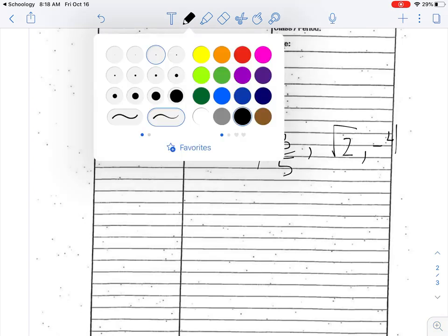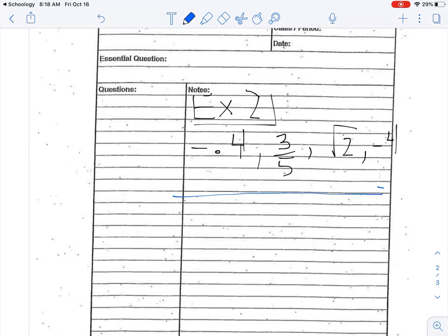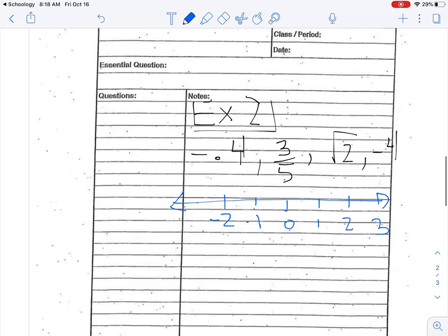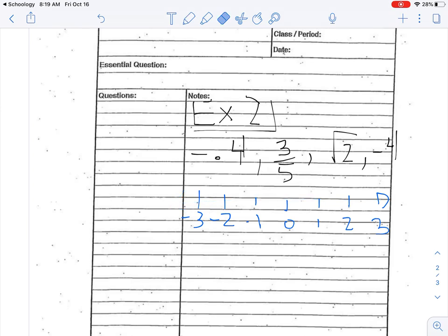So in this case, I put my number line: 0, 1, 2, 3, negative 1, negative 2, negative 3. When I have this, I can do some of these right away. Actually, I have to go a little farther here. So let's go to negative 4.